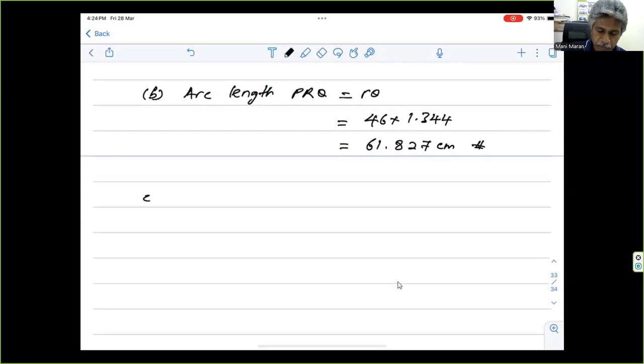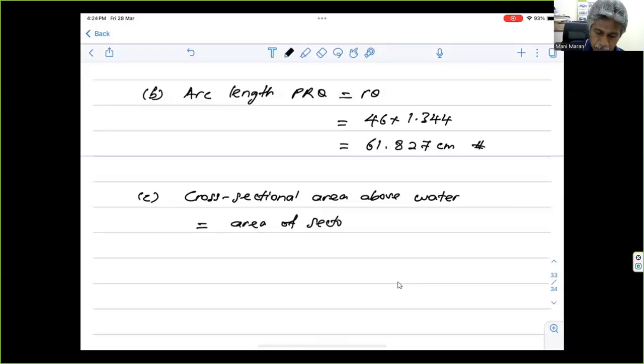Part C, cross-sectional area above water equals area of sector OPQ minus area of triangle OPQ.